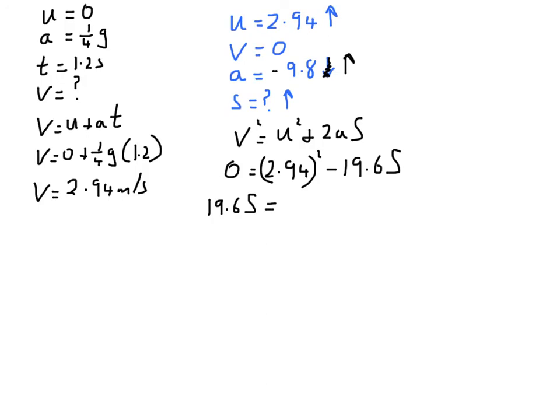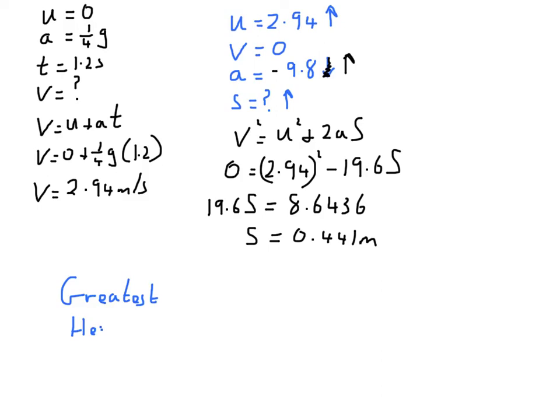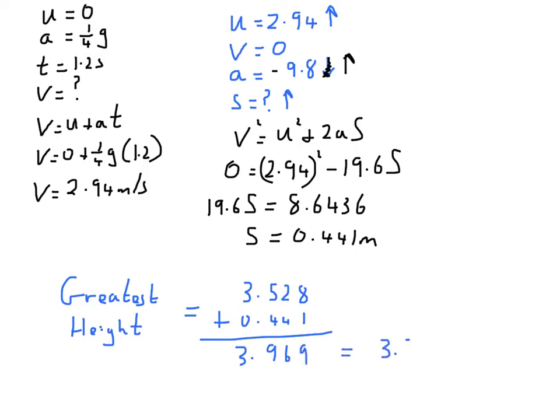So 19.6 S will equal 8.6436. So the extra height will be 0.441 meters, which gives the greatest height as 3.528 plus 0.441, giving 3.969, which becomes 3.97 meters, correct to three significant figures.